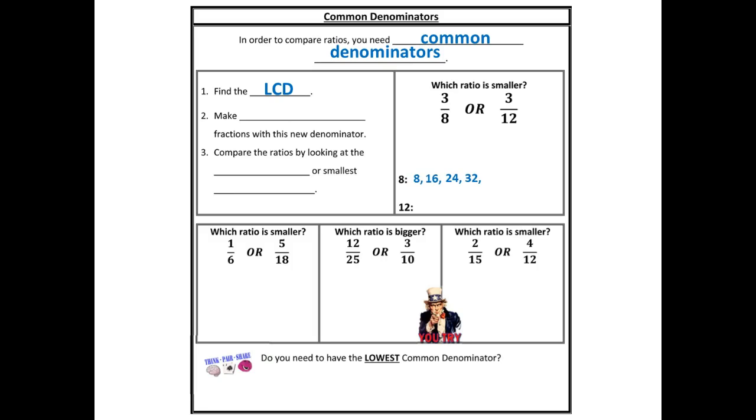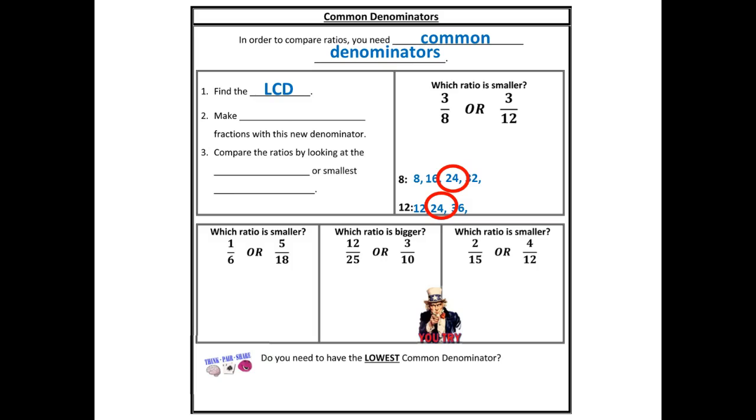It's like skip counting. So for 8, it's 8 times 1 is 8, 8 times 2 is 16, 8 times 3 is 24, 8 times 4 is 32. I'll do the same thing with 12. 12 times 1 is 12, 12 times 2 is 24, 12 times 3 is 36. I want to find the smallest number, the first number that pops up in the list of multiples like that. In this case, it's 24.